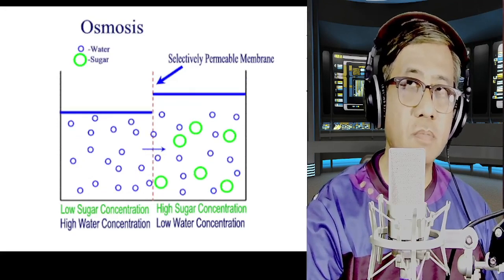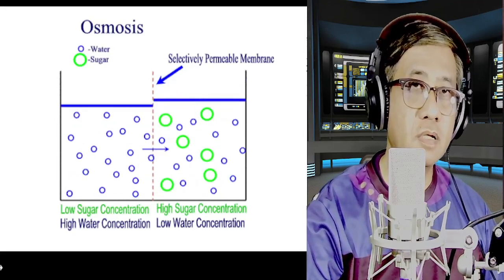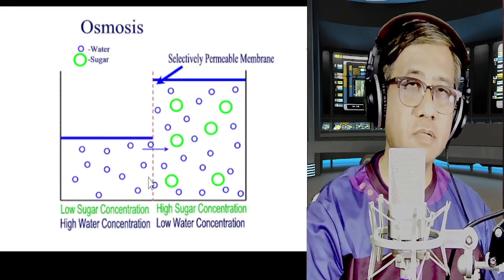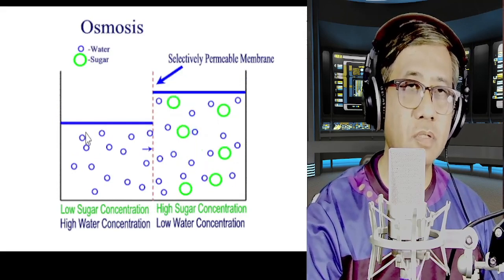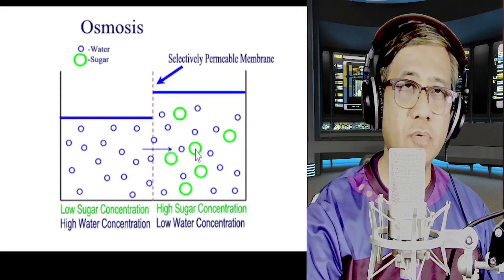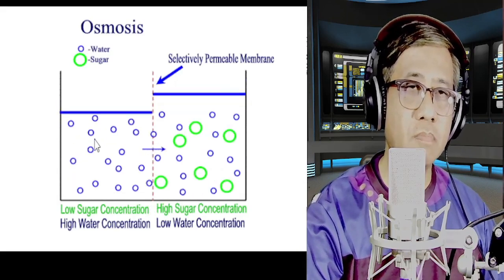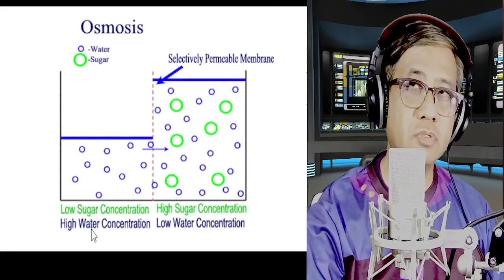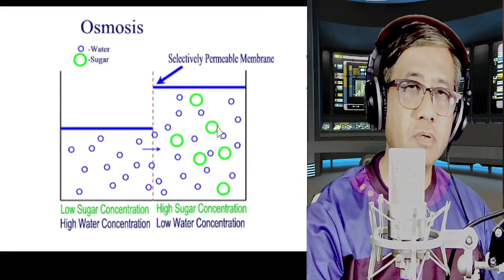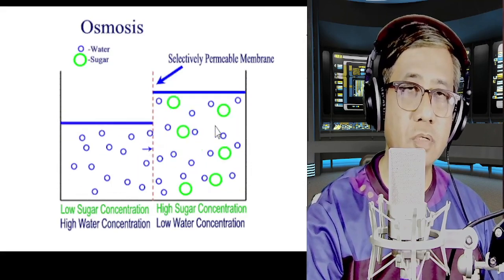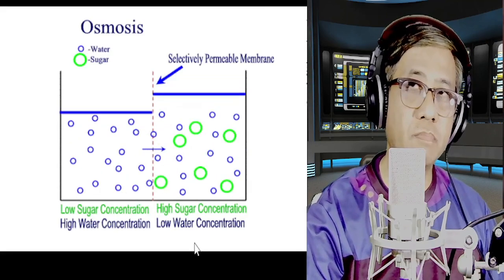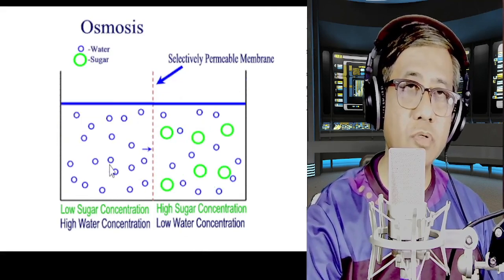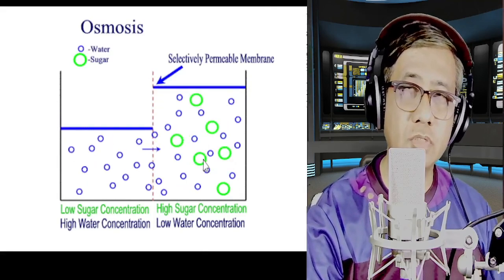So again, in this animated illustration, you have here side A and side B. This setup is separated at the middle by a semi-permeable membrane. Let's say side A here is on the left side and side B on the right side. On side A here, we have a low concentration of sugar molecules and a higher concentration of solvent or water. Here in side B, you have a high concentration of solute or sugar and a low concentration of solvent or water. So here we have a concentration gradient. There is a higher concentration of water in A and a low concentration of water in B.